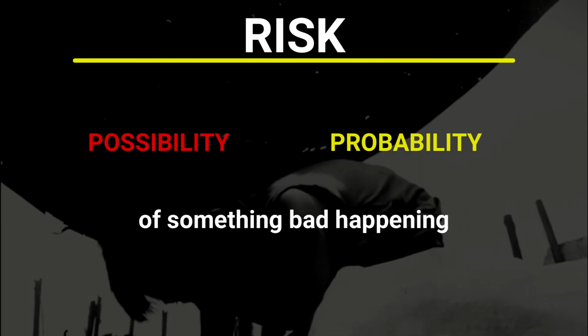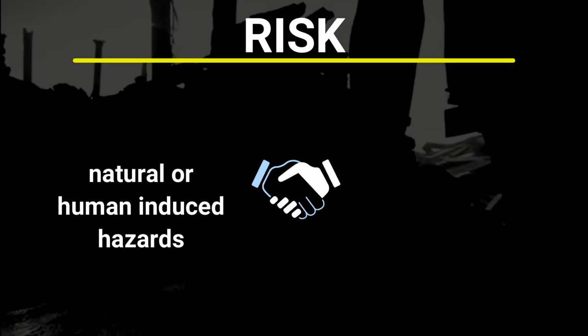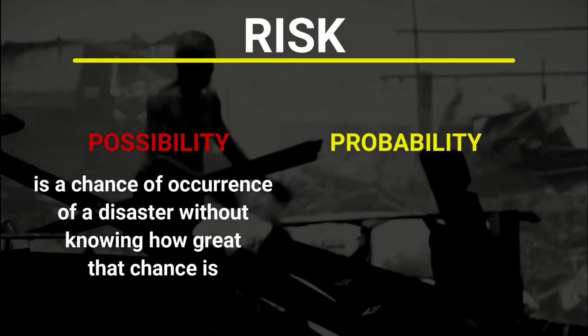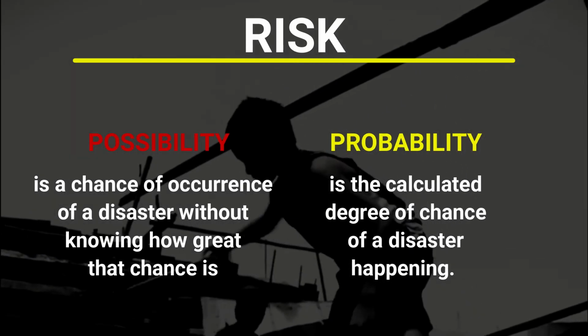Risk is the possibility or probability of something bad happening resulting from interactions between natural or human-induced hazards in vulnerable conditions. Possibility is a chance of occurrence of a disaster without knowing how great the chance is. Meanwhile, probability is the calculated degree of chance of a disaster happening.